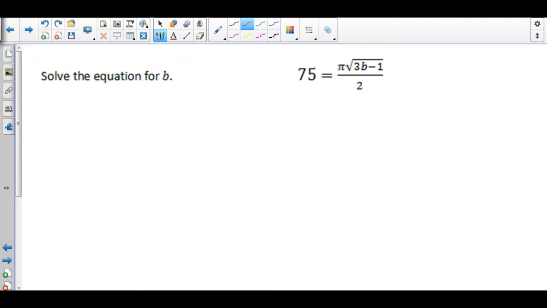This next one, we're going to solve this equation for b. So what we want to do is find a way to get it out of the square root. So what I'm going to do is multiply both sides by 2. So I'm going to end up with 150 equals pi times the square root of 3b minus 1. And what I'm going to do is round this to the nearest tenth. So I'll pull up my calculator here.